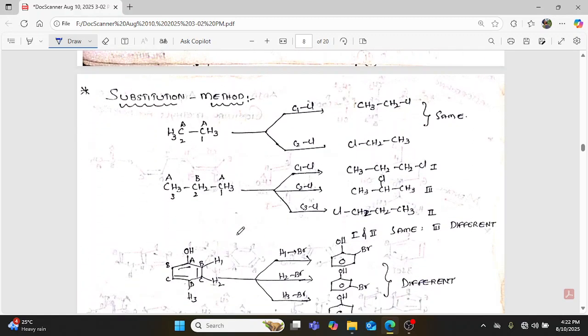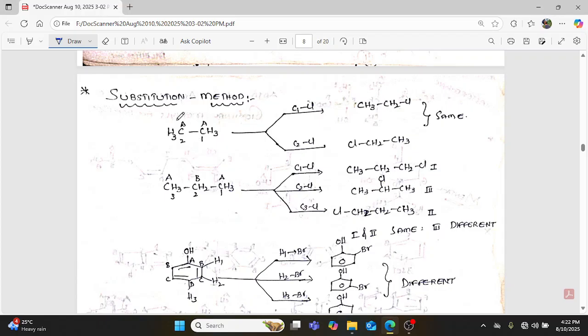Next. Already we know the connectivity rule and the substitution method. In the substitution method, what we need to do is replace one of the atoms with a third atom. Because of the replacement, if the obtained product is similar, then equivalency. If the obtained product is different, non-equivalency.